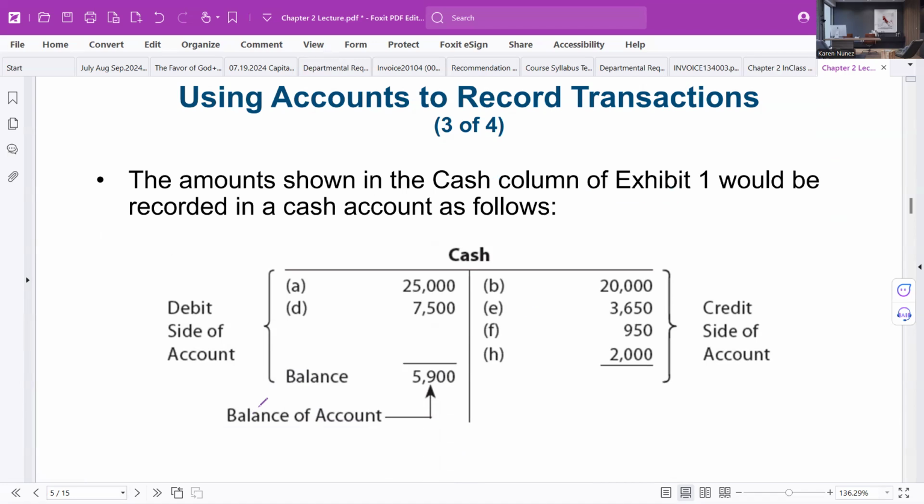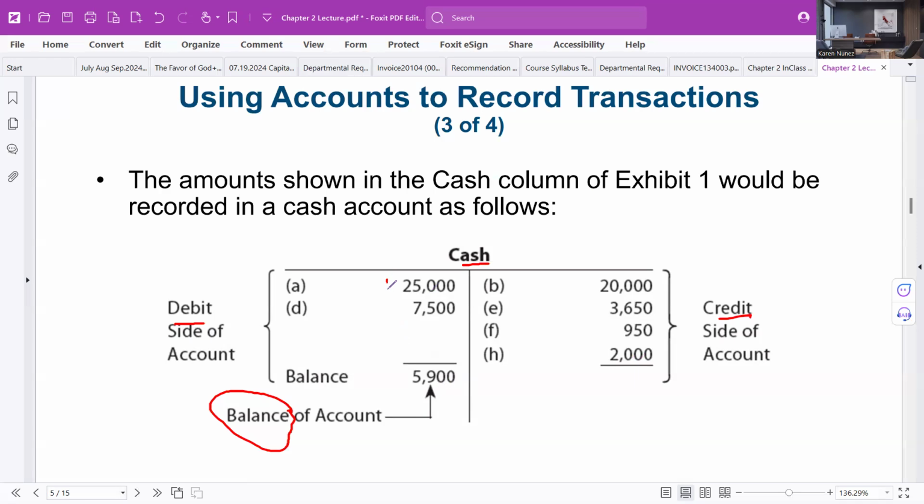This is an example of an account. This is the cash account. It's got a left side, right? That's the debit side. And it's got a right side. That's the credit side. And all of our transactions have been recorded in this account. In this case, the way we determine the balance in this cash account is by netting all of these items on the left side and the right side. The amounts on the left side are greater than the amounts on the right side, so we end up with a balance that is on the left side.